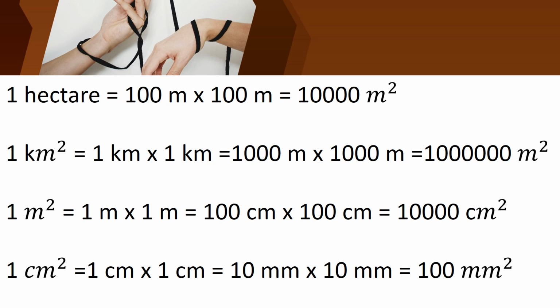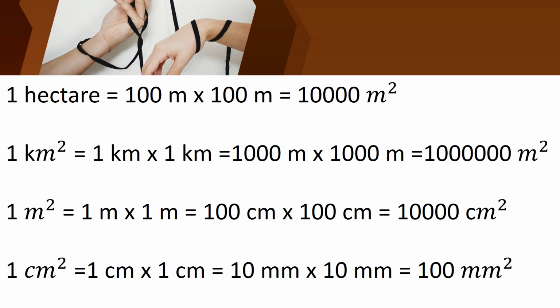So 1 kilometer square equals 1 kilometer into 1 kilometer. 1 kilometer equals 1000 meter, so 1000 meter into 1000 meter. What will you get? 10 lakhs meter square. 1 kilometer square equals 10 lakhs meter square.